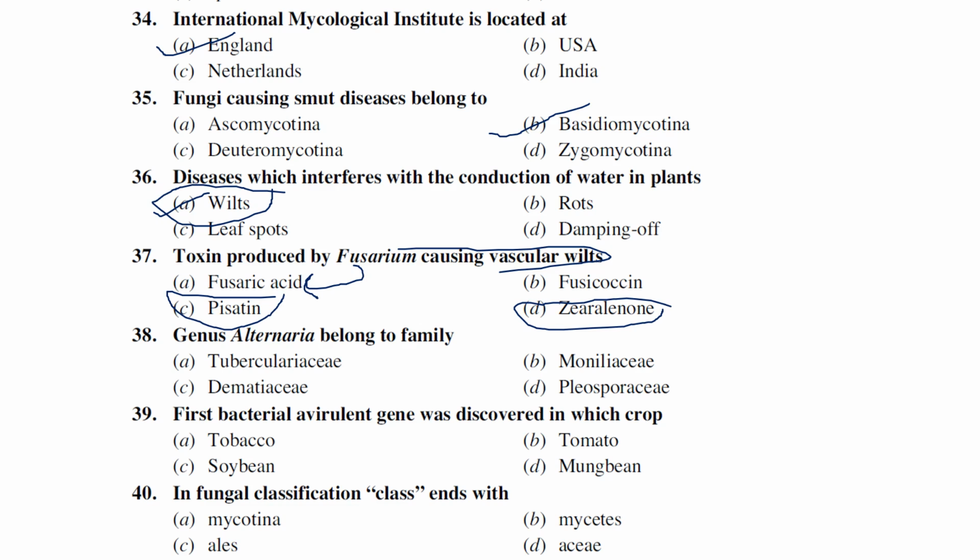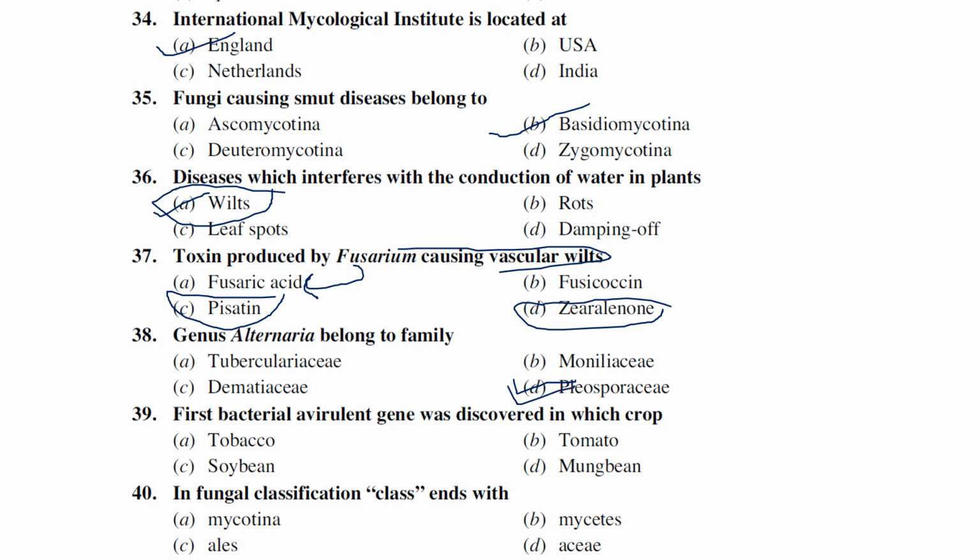Next one, genus Alternaria belonging to family Tuberculariaceae, Moniliaceae, Dematiaceae, Pleosporaceae. Probably Pleosporaceae. I'm not sure. I believe maybe Pleosporaceae. I have a little doubt about Moniliaceae also. Probably Pleosporaceae. Please check once.